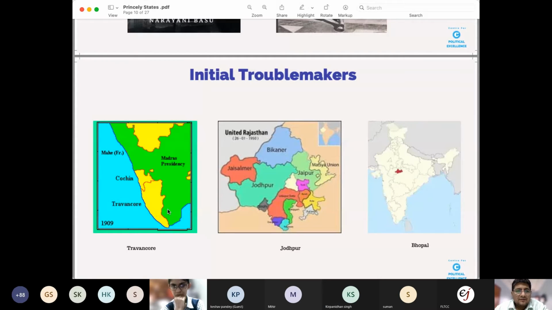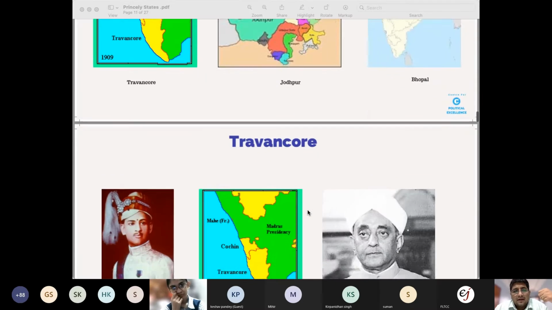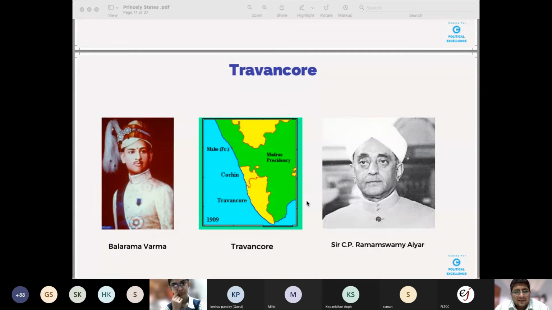Okay, so if you see on the screen on the left side, you have two princely states here, the princely state of Travancore and the princely state of Cochin. These were two separate princely states, but before signing the instrument of accession, they merged together and collectively signed the instrument of accession with India. Travancore was the first princely state which said that we are not going to join India. Now, why is that so? I'll tell you some interesting stories from Travancore. Now, Travancore was a southern state.